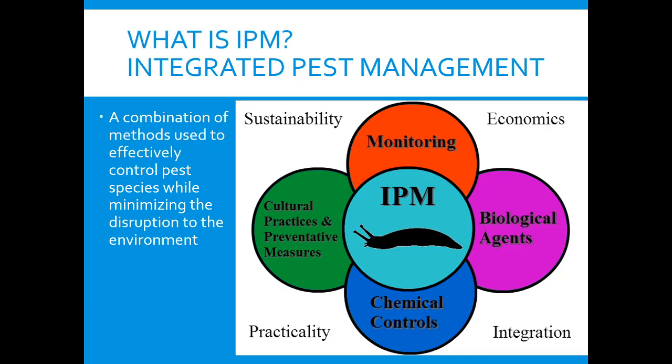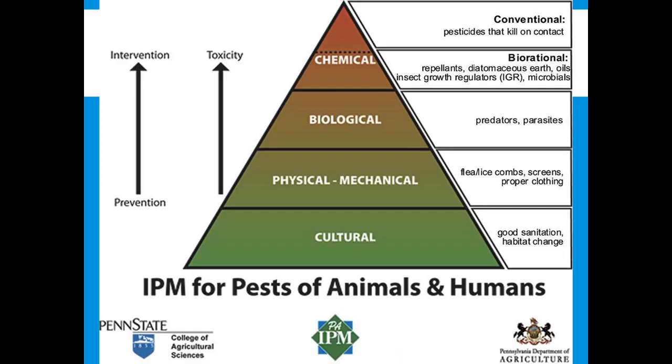So what is integrated pest management? The idea is that we take sustainability, economics, practicality, and integration, put them all together to have a more uniform and better acting pest management process. You combine these different methods to control the pest species while minimizing that disruption to the environment.